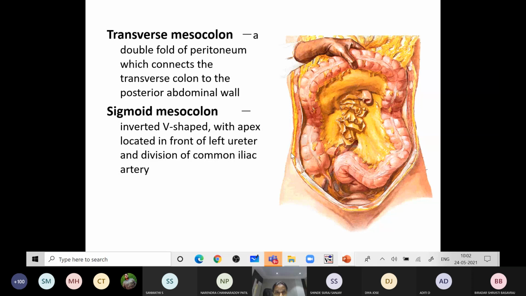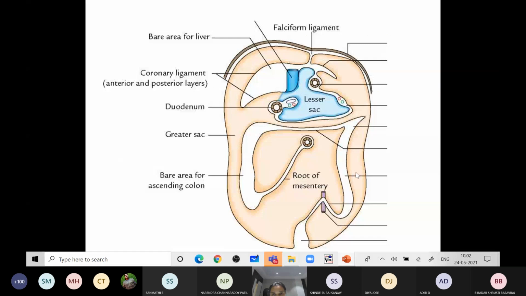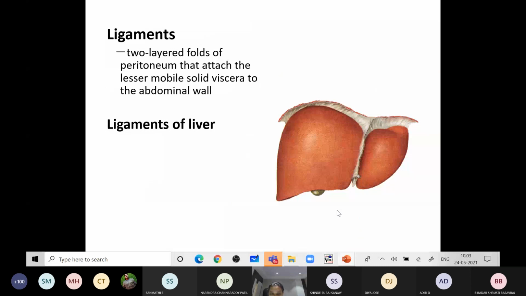It is inverted V-shaped with the apex located in front of the left ureter and the division of the common iliac artery. This is the attachment of the transverse mesocolon. This is the attachment of the sigmoid mesocolon, which is inverted V-shaped. The other ligaments and the reflections I will explain tomorrow. Okay.